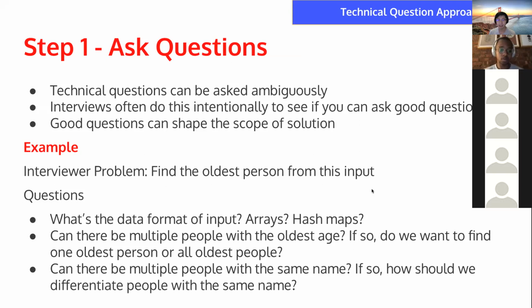One example that we had was that during this interview for our Techquitable program, everybody was asked this question: okay, find the oldest person from this input. But there are also a bunch of questions that we could have asked, like, okay, what is the data format? Can there be multiple people associated with the same age or with the same name, and so on. So it's really important to ask those questions and get clarified.